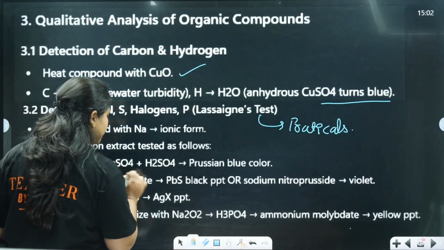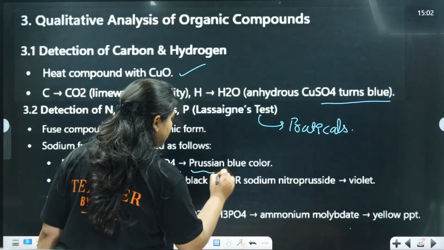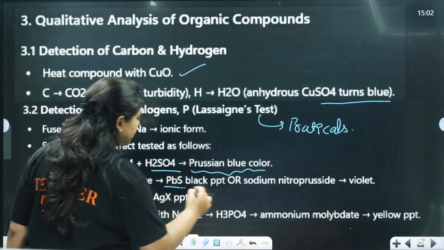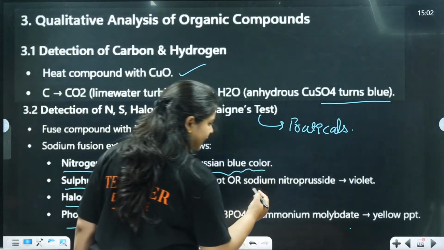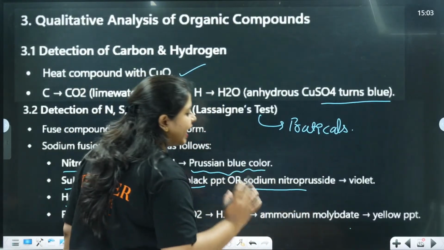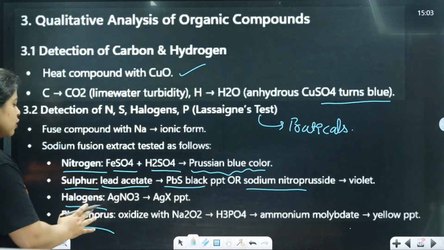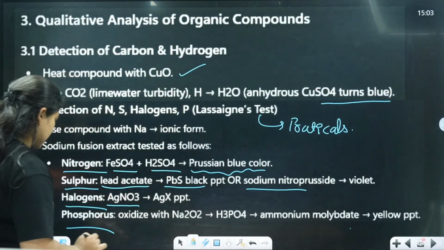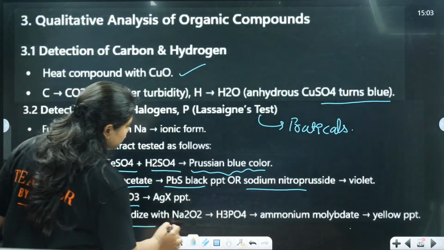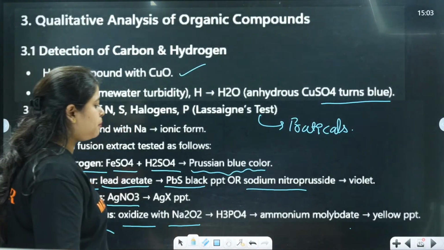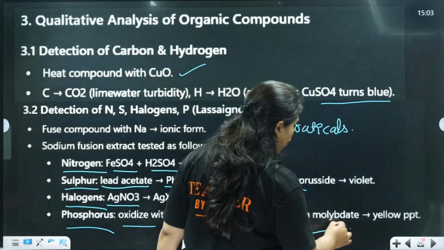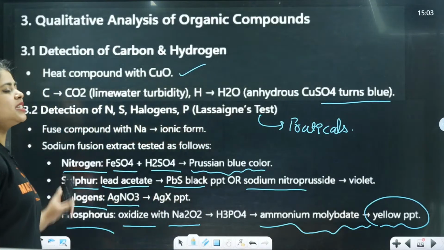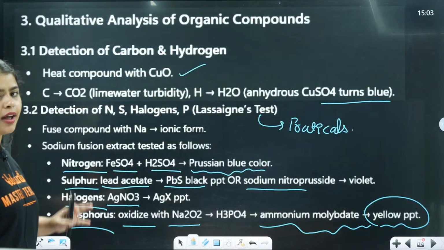If it is nitrogen, FeSO4 plus H2SO4 forms Prussian blue in color. If sulfur, lead acetate gives a black PbS precipitate, or sodium nitroprusside gives a violet color. Next, if halogens are present, with AgNO3 an AgX precipitate is formed. If phosphorus, it is oxidized with Na2O2 to H3PO4, and ammonium molybdate gives a yellow precipitate. Questions may be asked on these, but most probably they are not asked in NEET.